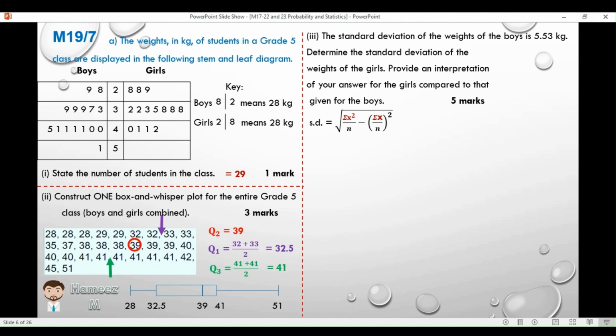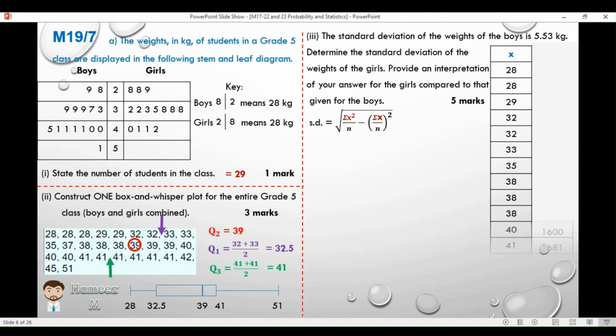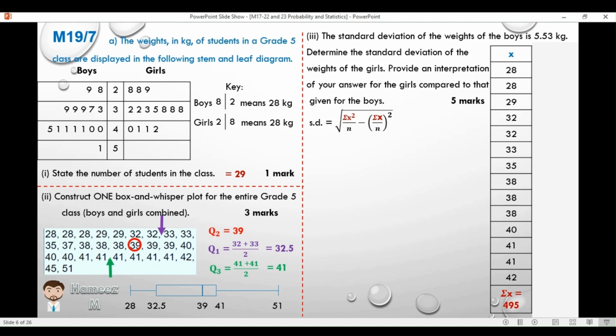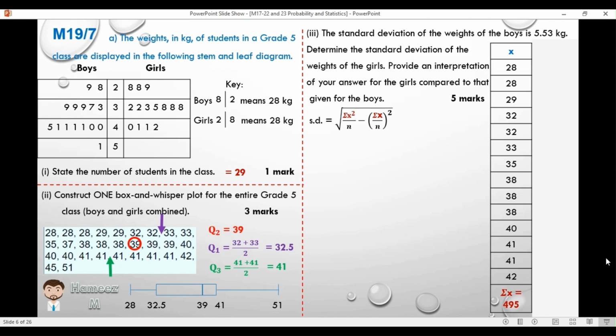So let's see if we can write out these 14 terms as a table. And if we do that, we can see the minimum term is 28, 28, 29, and it keeps increasing until we reach 40, 41, 41, 42. So we have 14 terms in all. And out of those 14 terms, we can now find the total, which is sigma x. Remember, sigma indicates that what we're doing is we're adding up all the values, which works out to be 495. So we know sigma x is 495, we know n is 14, so we can substitute here. We need to know sigma x squared.